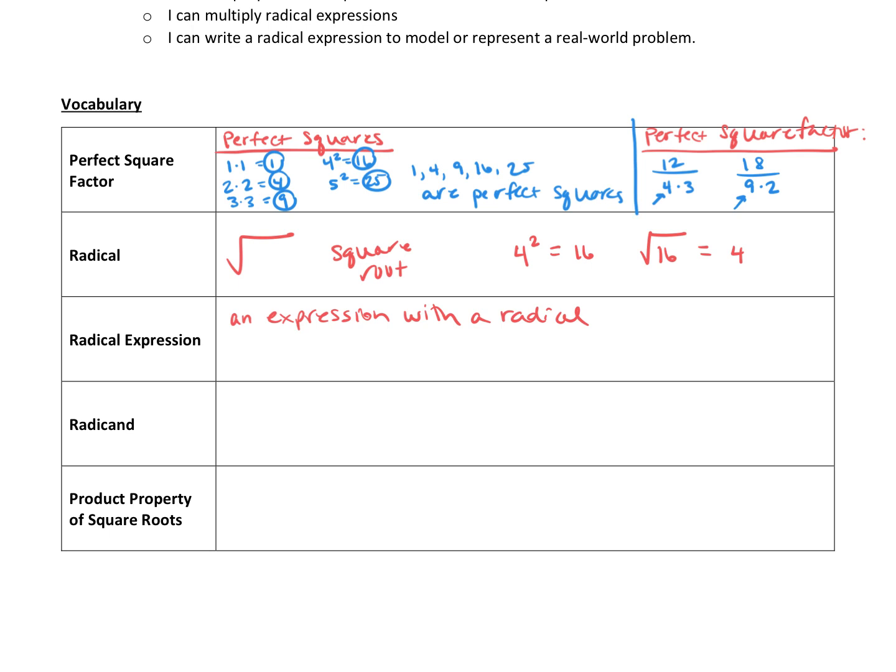So, for example, here's a radical expression. A radicand, if we go back to this, 25x to the third power, that 25x to the third power is the radicand. It's the value that you're taking the square root of.